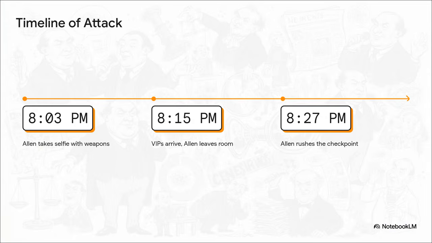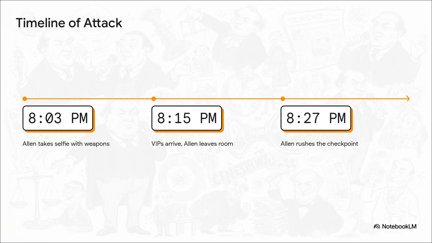The broadcast focused heavily on a recent security breach at the Washington Hilton involving a man named Cole Thomas Allen. They laid out a minute-by-minute timeline to critique the venue's vulnerability, and this brilliantly illustrates how they mapped it out. At 8:03 p.m., Allen reportedly took a mirror selfie in his hotel room, armed with a shotgun, knives, and wire cutters. At 8:15 p.m., right as VIPs, including the president and vice president, arrived, Allen left his room.